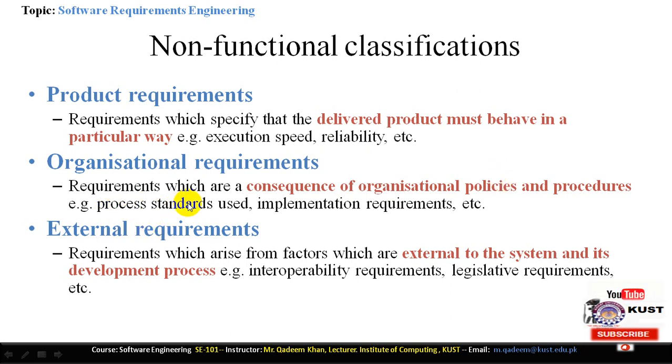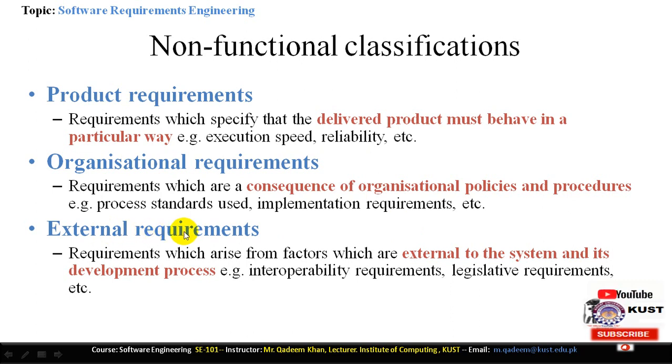For example, process standards used, such as CMMI and ISO standards, which are relevant to the organization. Implementation requirements, for example, which technology will be used for the implementation, like Java, C++, C Sharp, etc. These are the implementation requirements.